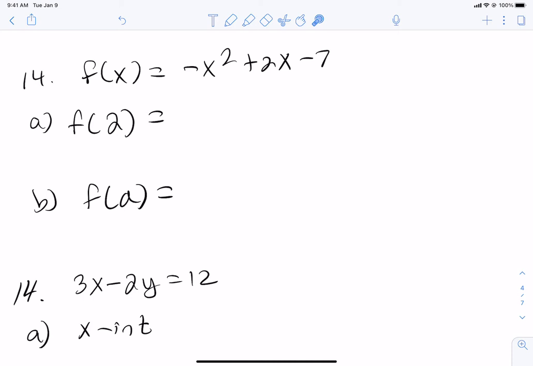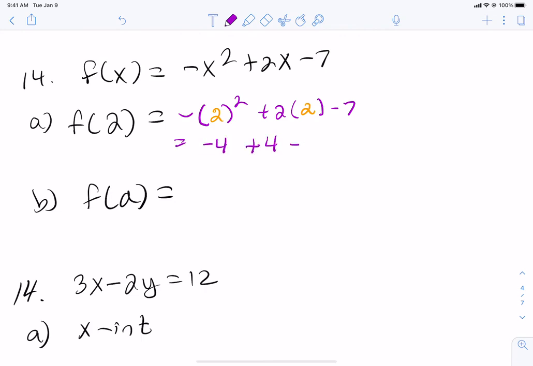Now let's stick in a 2. So wherever we see an x, the way that you want to think about it is put a little open parenthesis, and that's where your new input goes. So the 2 is a replacement for the original input of x. Now you have to follow order of operations, so the rules we did in the very first problem don't go away. They continue, and they show up here. So we're going to get -4 plus 4 minus 7.